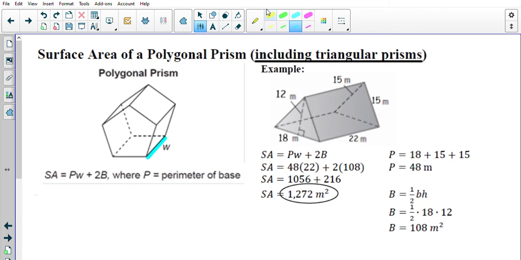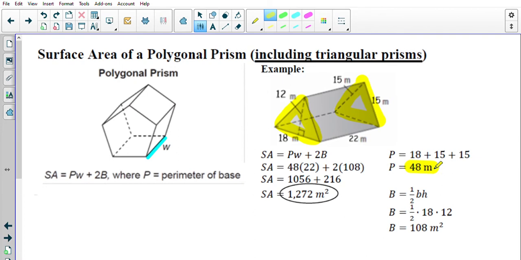The first thing I'm going to do is find the perimeter of the base. And remember, since it's a triangular prism, our bases are triangles. So I'll highlight those, even though it's sitting on a rectangle. The dimensions of the triangular bases will be 15, 15, and then 18. It's not always going to be labeled on both triangles. So add 18, 15, and 15 together to get a perimeter of 48 meters.